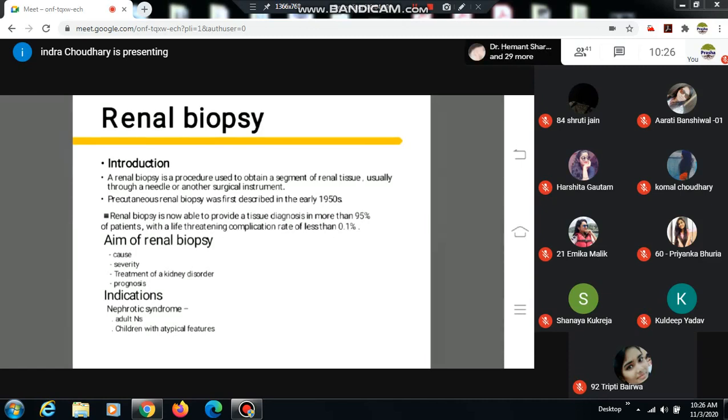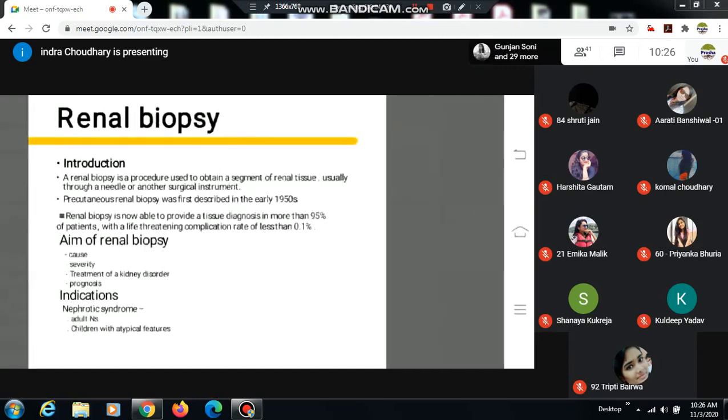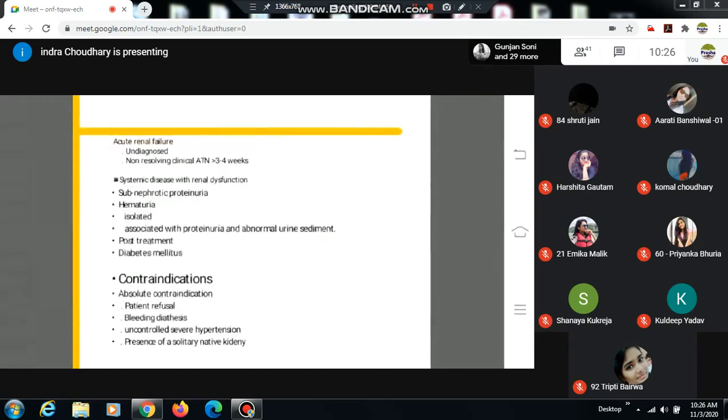Indications: Nephrotic syndrome, adult and children with atypical features, acute renal failure, undiagnosed, non-resolving clinical ATN more than 3 to 4 weeks. Dysfunction: subnephrotic proteinuria, hematuria, isolated, associated with proteinuria and abnormal urine sediments. Post-treatment diabetes mellitus.